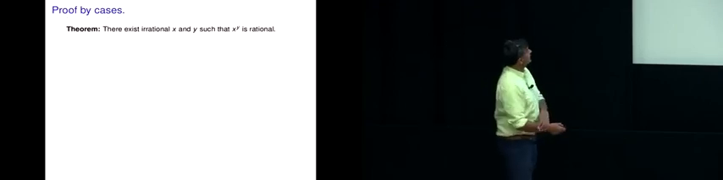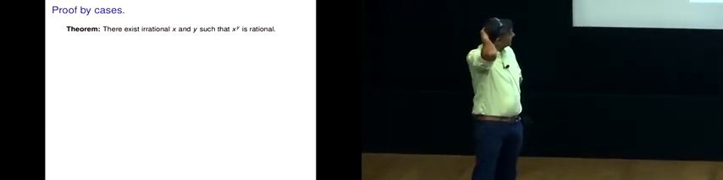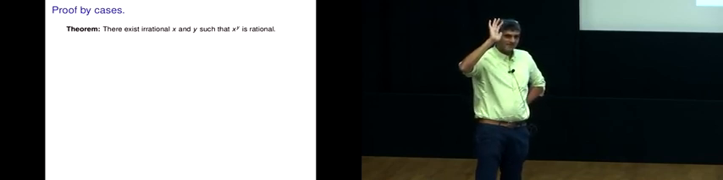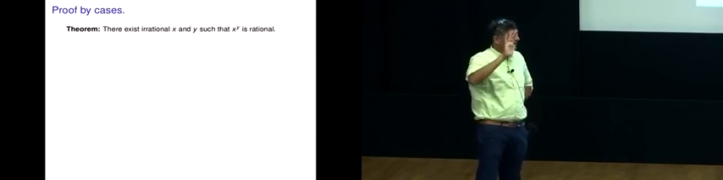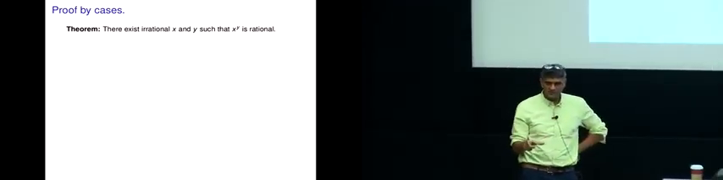Okay, so here's another proof by cases. There exists an irrational x and y such that x to the y is rational. Okay, this seems really nice, right? Here, it just says there exists. All I need to do is show you an example.